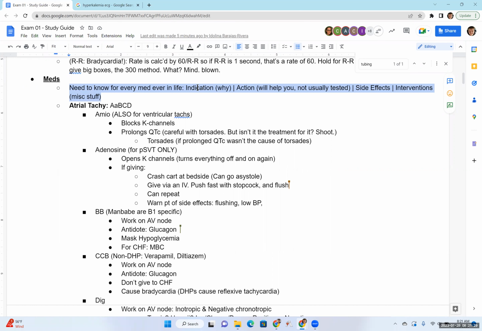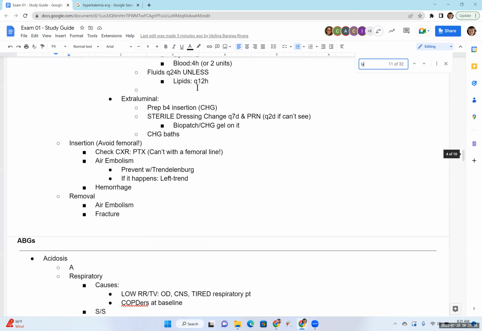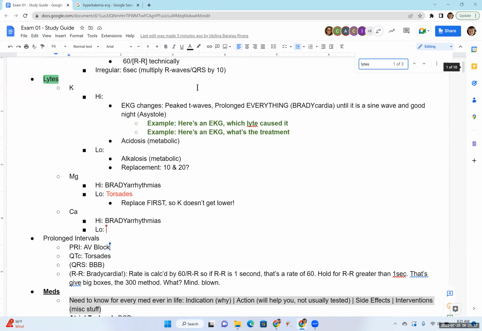All right, do we have a motion to approve to go to lytes? Yeah, okay. So lytes, I think we separated out lytes up top. All right, so you've got potassium, mag, and calcium. Those are the ones you're concerned with. Sodium has no role in EKGs, and ABGs, a little bit. Well, not really. But definitely with diabetes, you've got sodium problems, right? What's the sodium problem in diabetes? DKA and HHS, right?